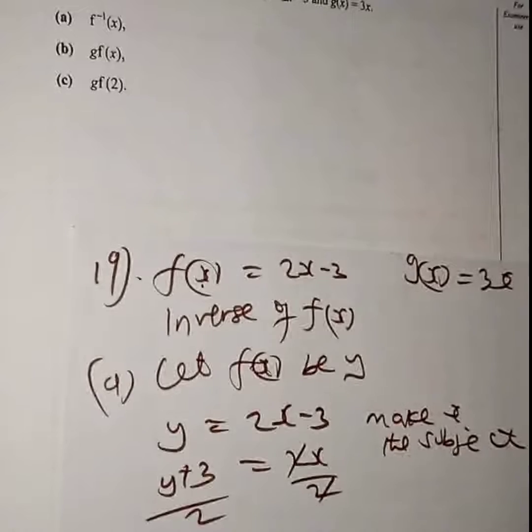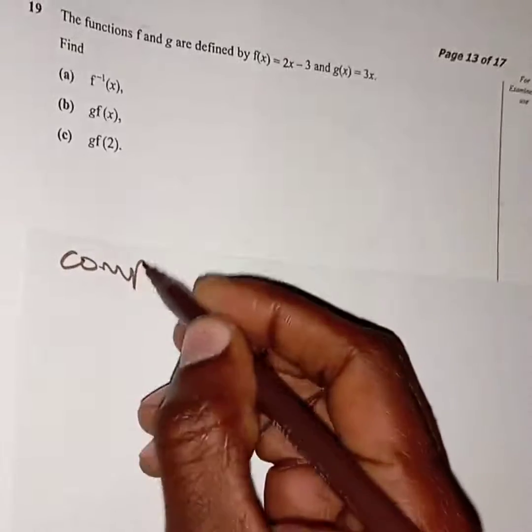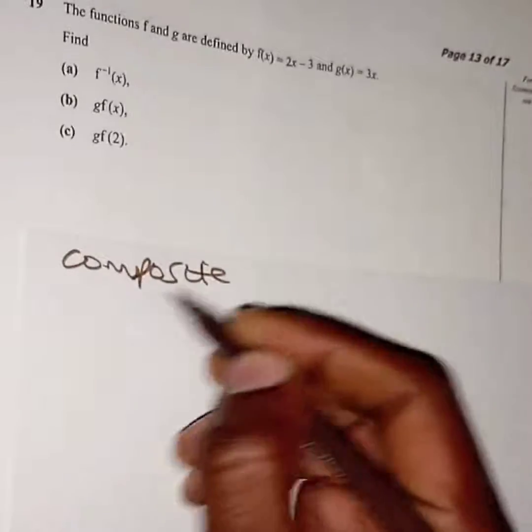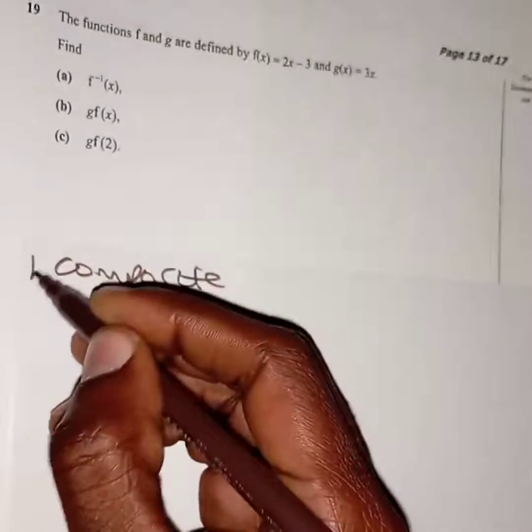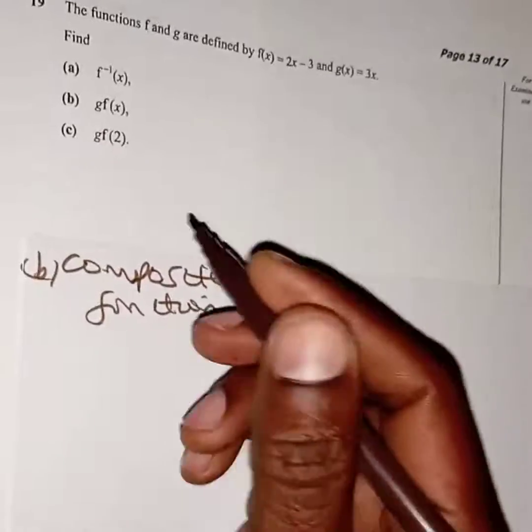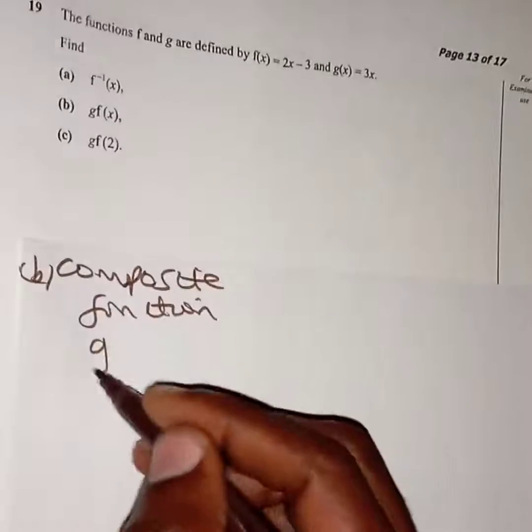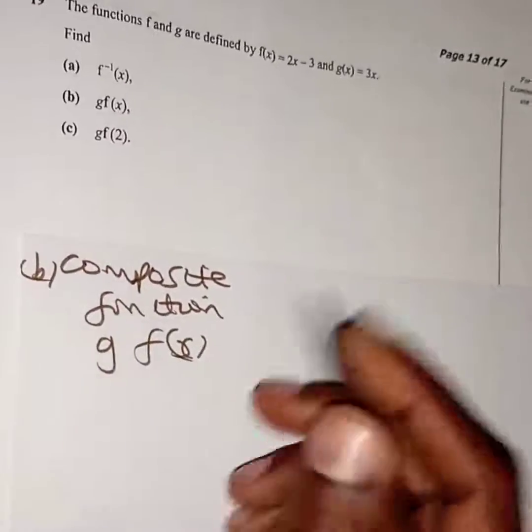B, question B. Find the g f of x. This one they have combined, so we call it composite function. They have combined f, g, and f. So what you do, you have g and f, right? So it will be like this.